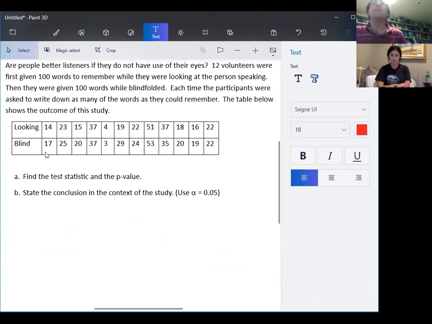We often call these paired because each of these, the 14 and 17, is one pair. The 23 and 25 is another pair. Does that make sense? So we call this a test for dependent samples. And by the way, there's some deep math behind it, but you can trust me that if you have a choice, any guess on what's better, paired, dependent, or independent?